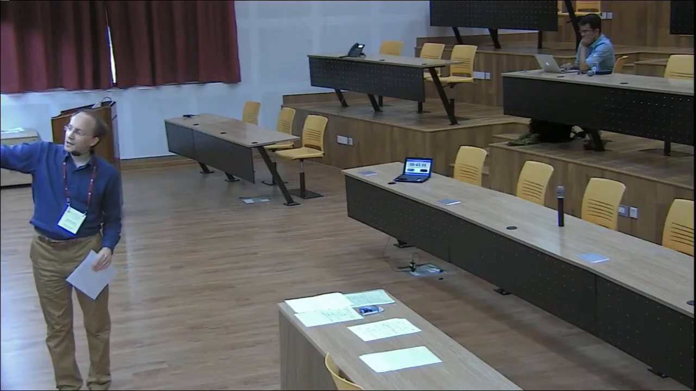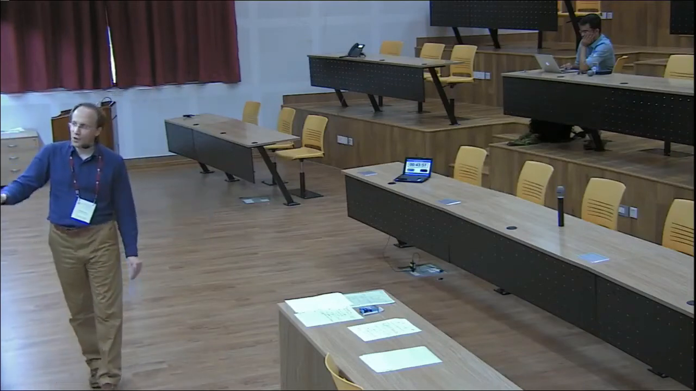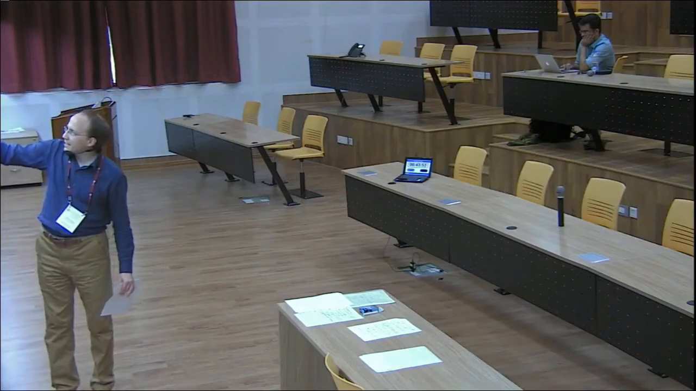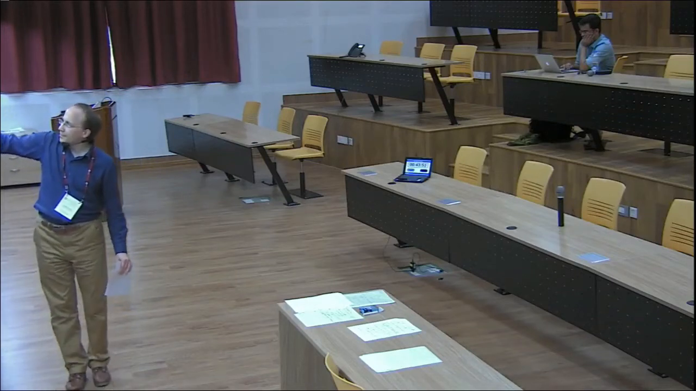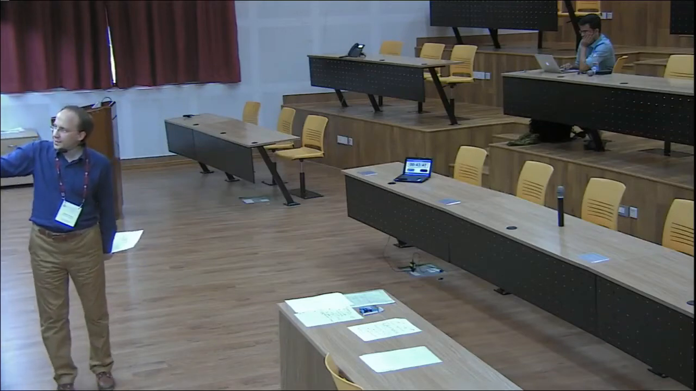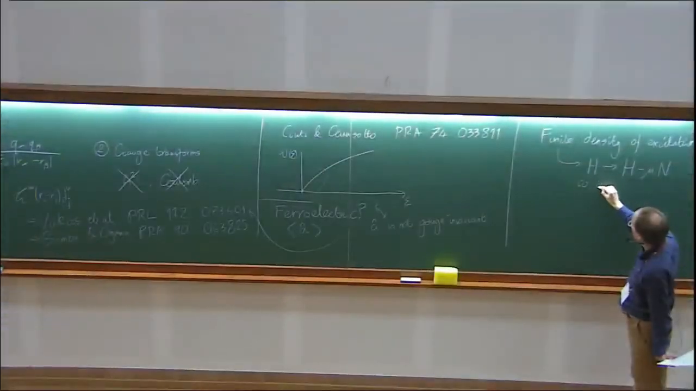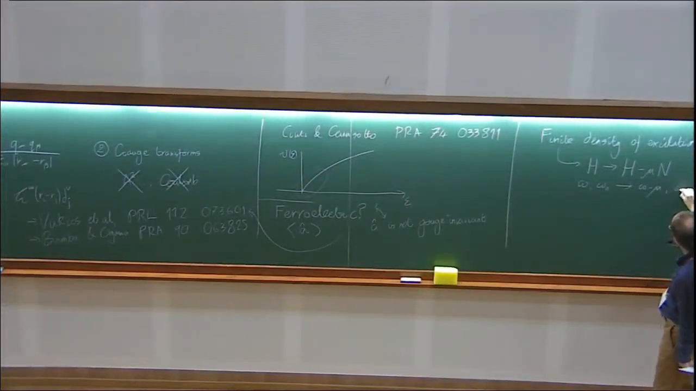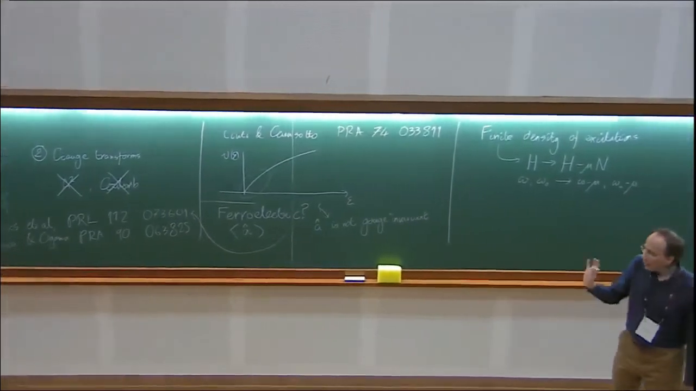I just want to say that if I think about this as a thermodynamic problem, why this gets around the problem is that I replace H by H minus mu n, where n is the number of excitations, and that looks like replacing omega and omega naught by omega minus chemical potential and omega naught minus chemical potential. And why does that help?